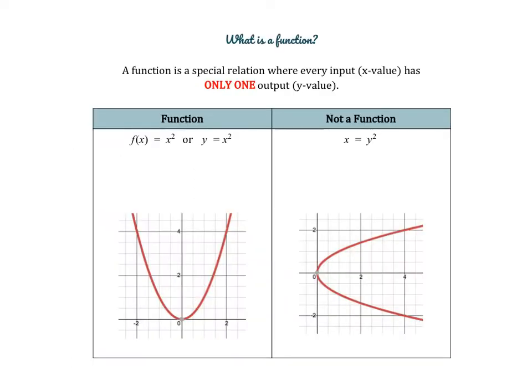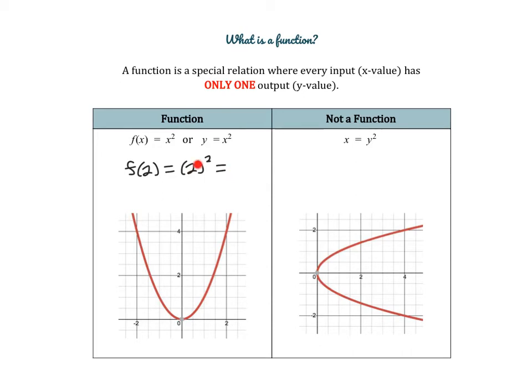All right, so before we start talking about domain and range of a function, let's review what a function actually is. A function is a special relation where every input, or x value, has only one output, or y value. So essentially, if we have an equation like f of x equals x squared, or you could write that as y equals x squared, f of x and y are totally interchangeable. If I pick an x value, let's say f of 2, so I substitute that x value, this is my input, I'm always going to get a single answer.